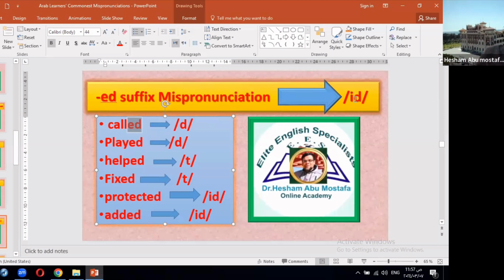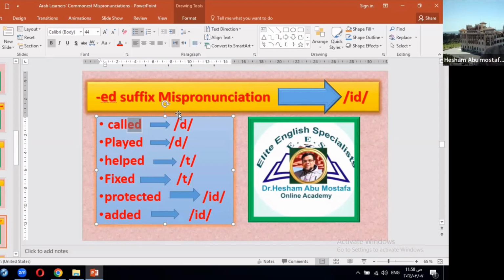Why? Because many students try to make a link between spelling and pronunciation. And as we said many times, English is not a phonetic language, and the relation between letters and sounds is not harmonious. So many students see it as ed, so they pronounce it all the time "it". Call it, play it, help it, fix it, protect it. So all these words are pronounced in the same way.